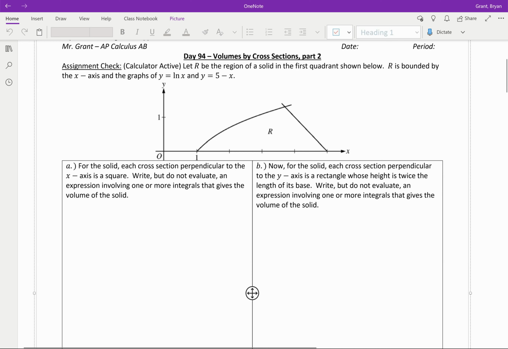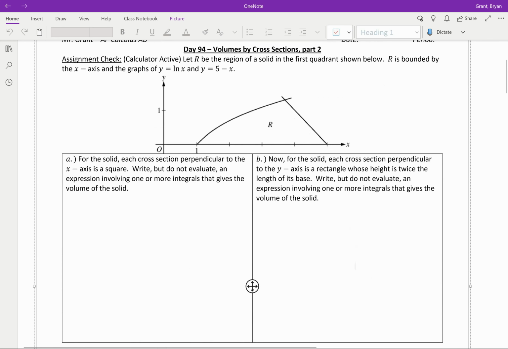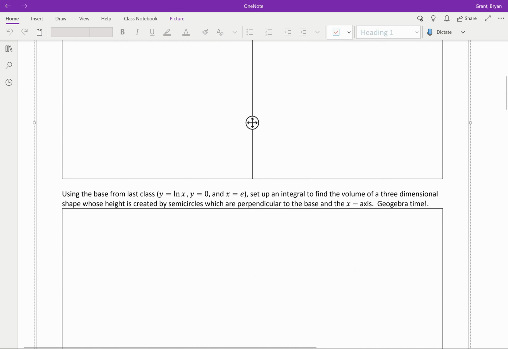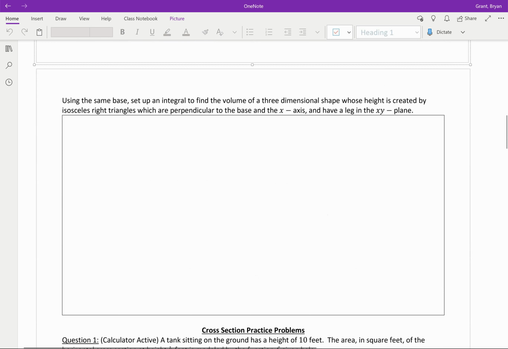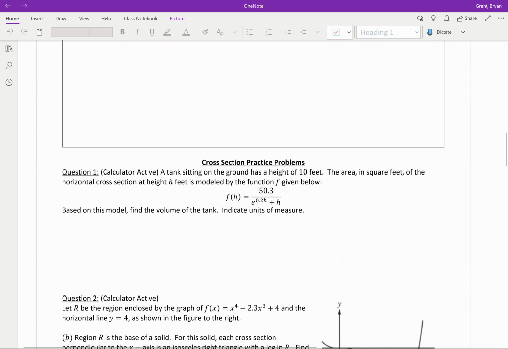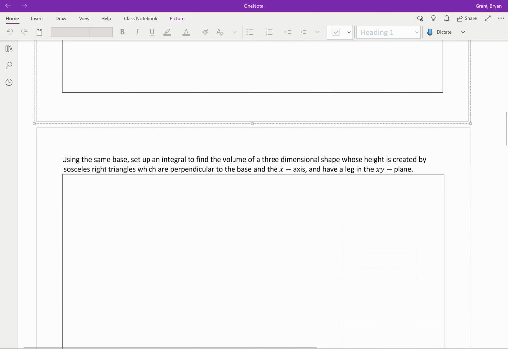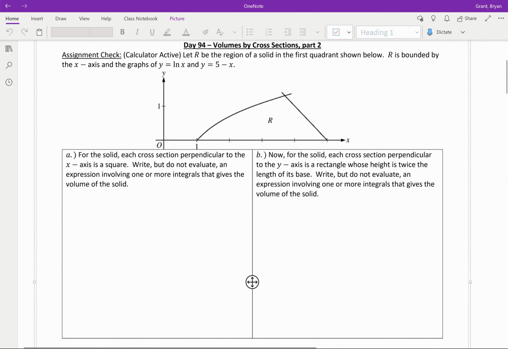I'm going to again split this video into two pieces. The first piece is going to take you through the assignment check, which you should of course do on your own. You have 10 minutes for it, and two example problems. The second video is going to take you through some practice problems. So let's get started.